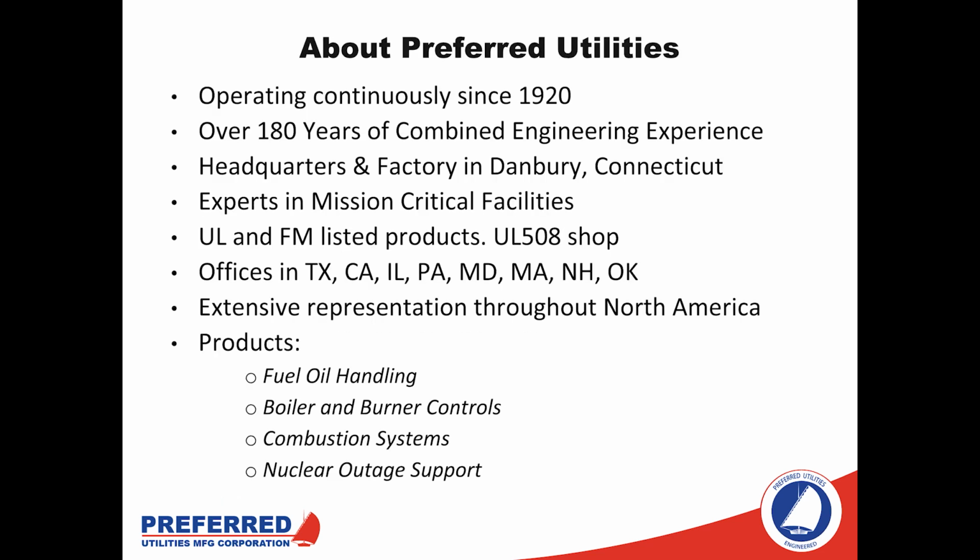Preferred Utilities is a family-owned company operating continuously since 1920. We are a very engineering-heavy manufacturing company with over 180 years of combined engineering experience, which is probably a low estimate. Our headquarters and factory are located right in Danbury, Connecticut, and we tend to focus on projects and applications for mission-critical facilities. So that's going to be things like hospitals, data centers, production facilities that just can't go down. Now, we do have offices all around the country, all the way out to California and down to Texas.